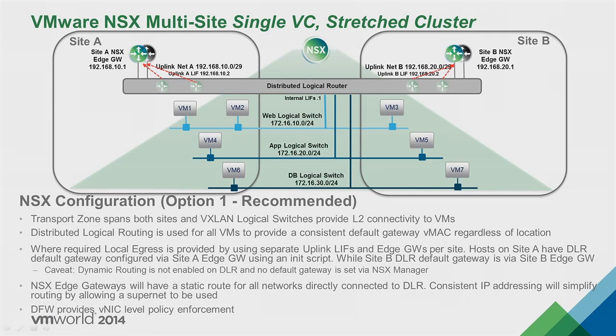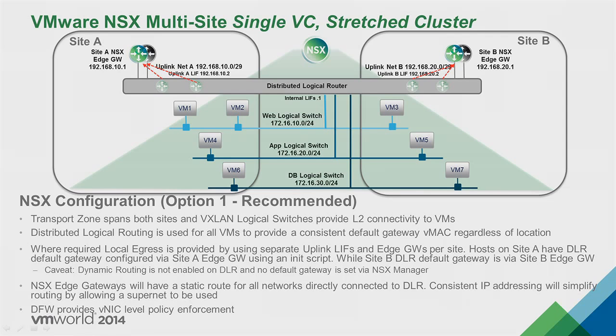If required, if we need local egress, you can see we have a separate uplink network only for site A. So that's connected to a specific edge gateway. And so our ESX hosts in site A actually have the default gateway for the distributed logical router programmed using an init script that points that traffic to this site A gateway.